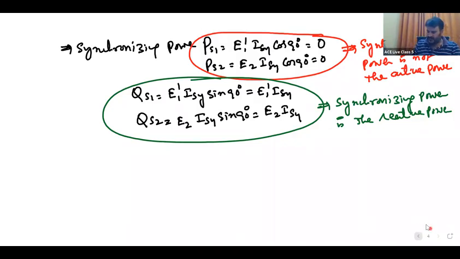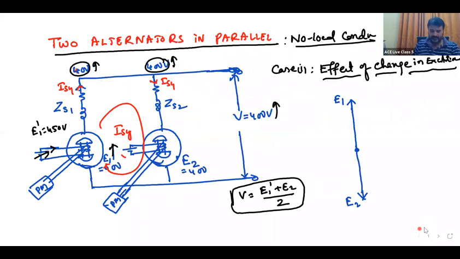Coming to the original diagram, let us see how the synchronizing current equalizes the voltages. Initially 400, 400, no circulating current, nothing. What we have done is increase the excitation of the first machine, so its voltage is increasing. Now the synchronizing current comes into the picture. It is the higher potential. The synchronizing current is delivered by the first machine and absorbed by the second machine.